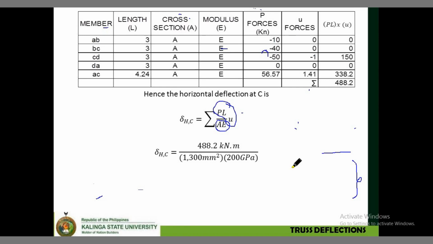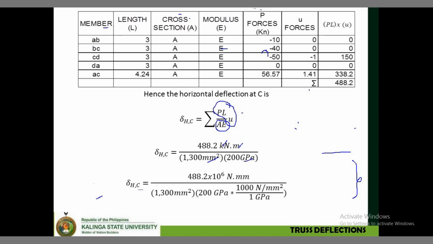Laging dapat ang unit ay consistent. If you try to look at this, kilonewtons, meter, millimeter squared, and gigapascal. So, dapat pare-pareho yung ating mga units. So, we have to convert those units para pare-pareho sila. So, the horizontal deflection at point C, I converted 488.2 kilonewton meters into Newton millimeter. Yung gigapascal, kinonvert ko siya ng Newton per millimeter squared.